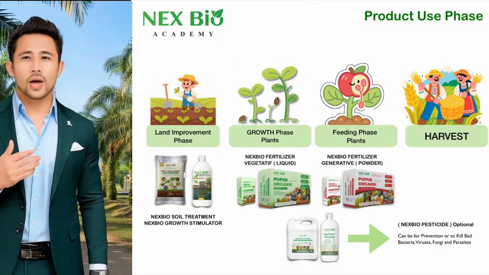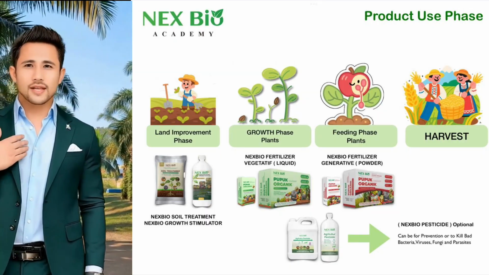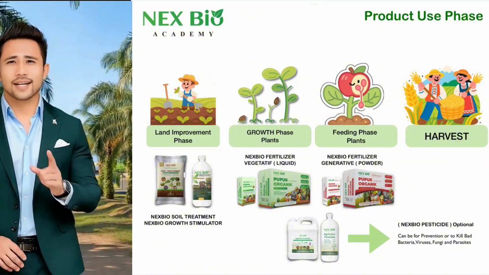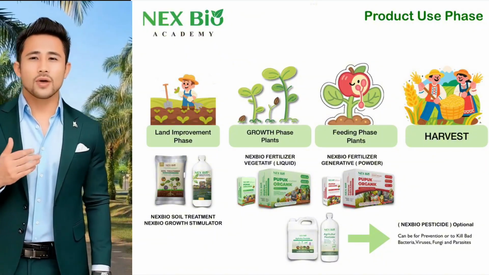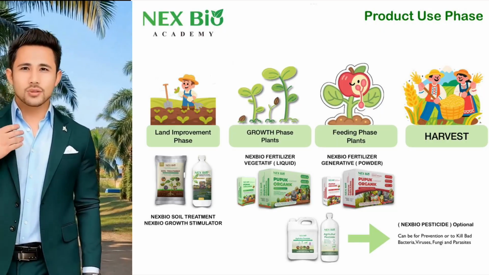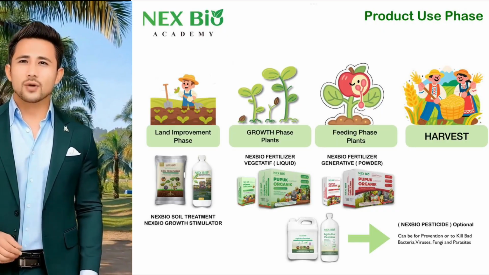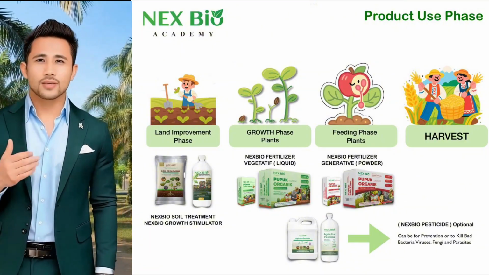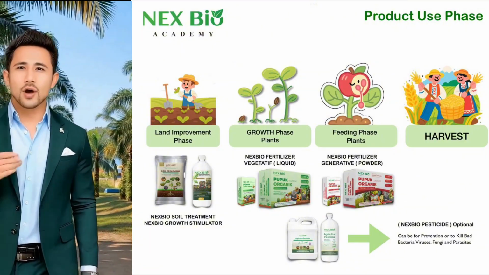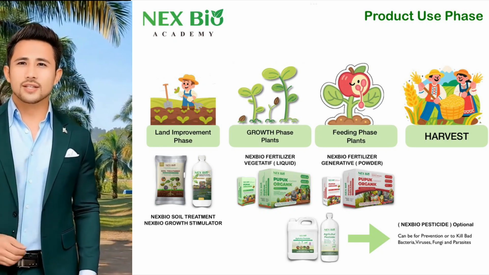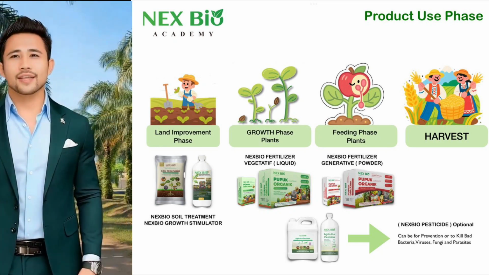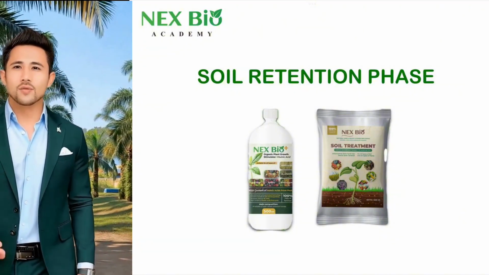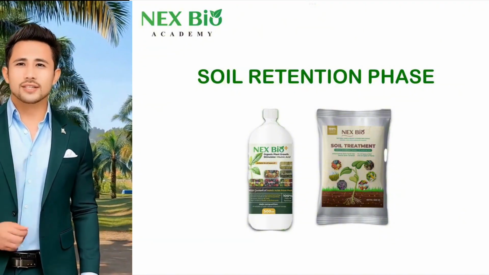So in the growth phase and the feeding phase, you can do prevention or kill the bad bacteria, virus, fungi, and parasites with our 5 products. It's called Nexbio organic pesticide. This is the product that contains HCl. So if you use our products in every phase of your agricultural cultivation, I'm very sure that your harvest will become abundant. So this is the detail of how our products can make your harvest become abundant.